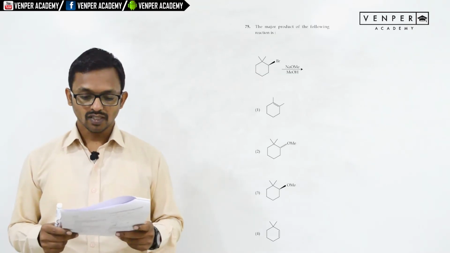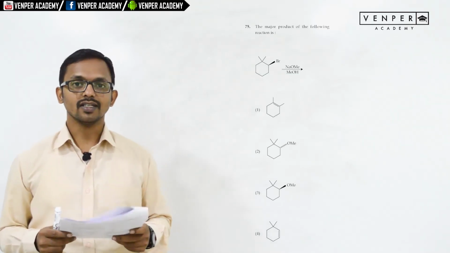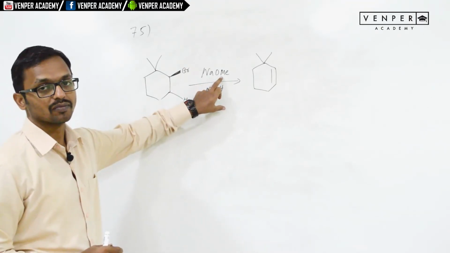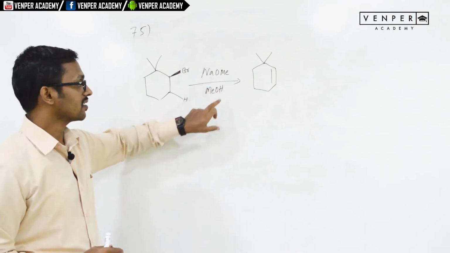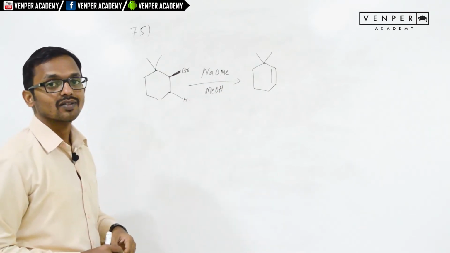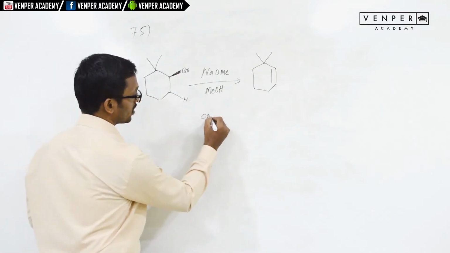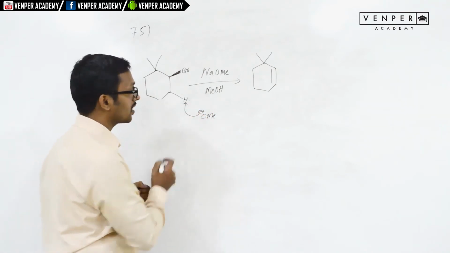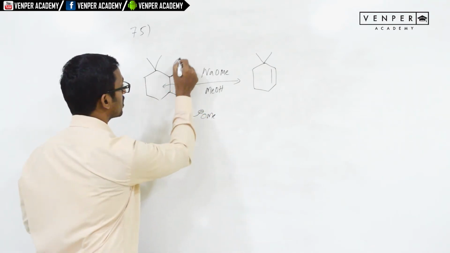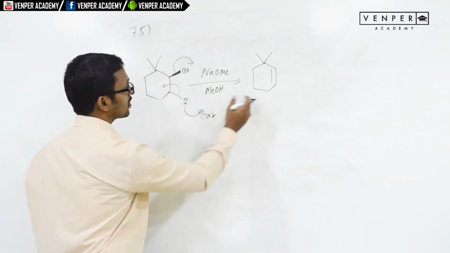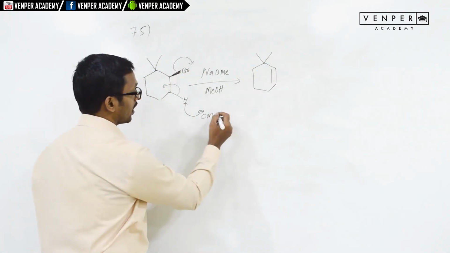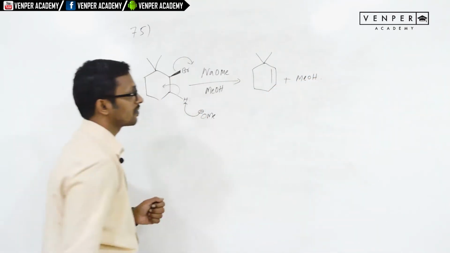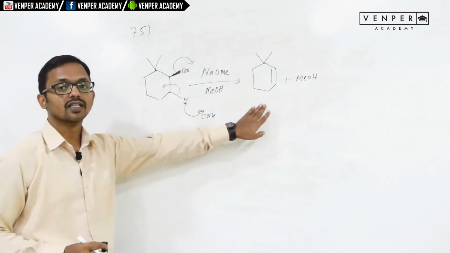Question number 75, the major product of the following reaction is, so this is the given compound and the reagent is sodium OMe, that means sodium methoxide. This acts as a strong base. So when the base methoxide comes to this hydrogen, it will take it, and this bond will shift to here and this one will shift like this. As a result we will get the double bond here, and here we will get another compound, that is ethanol. So in the given 4 options, option 4 is the correct answer.